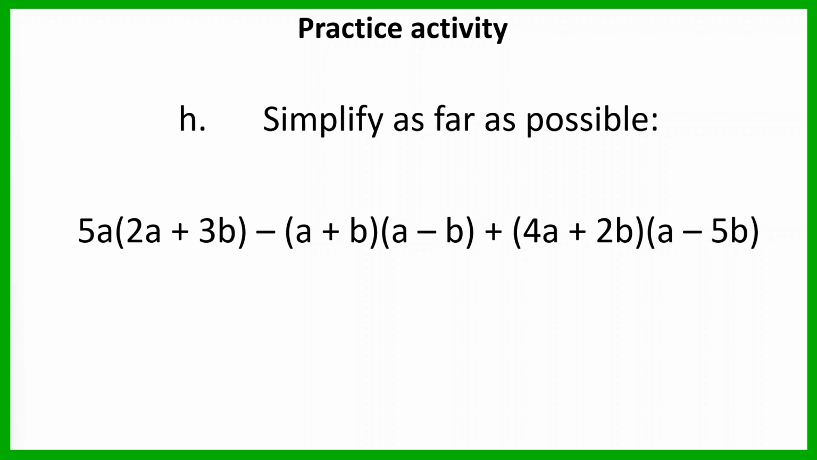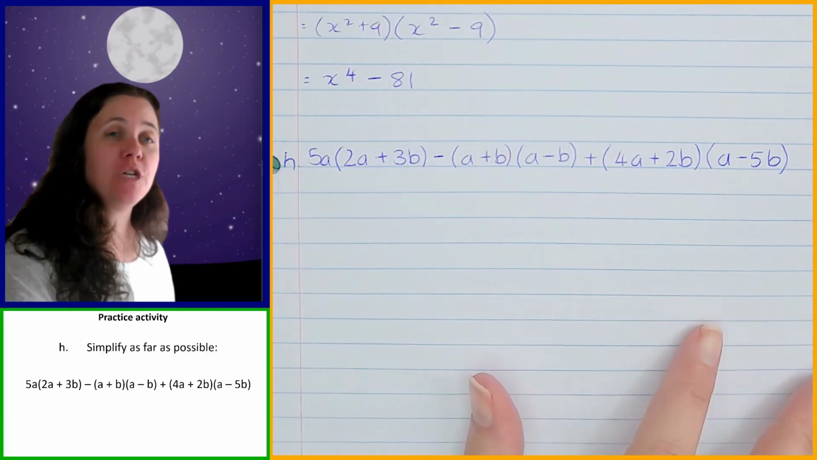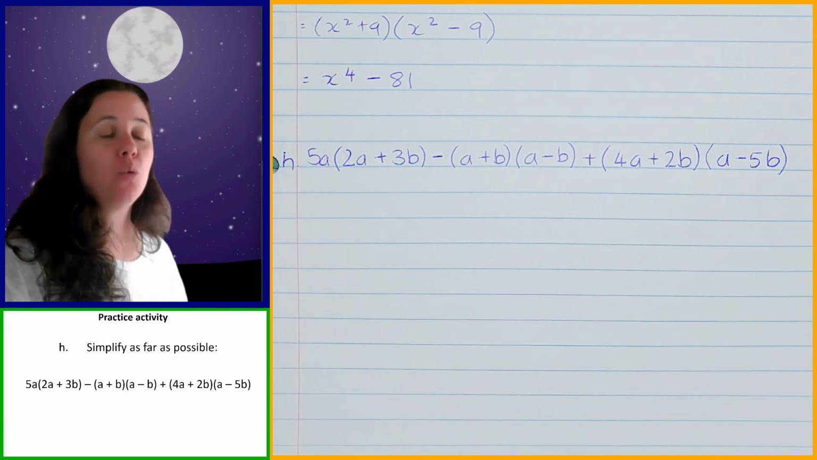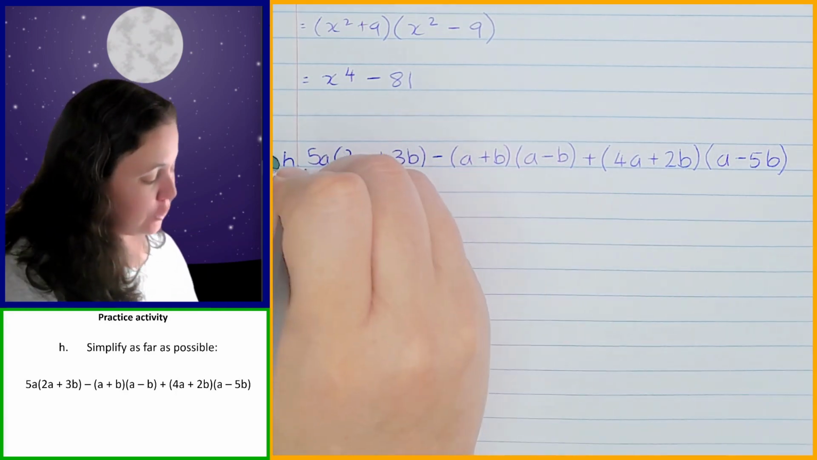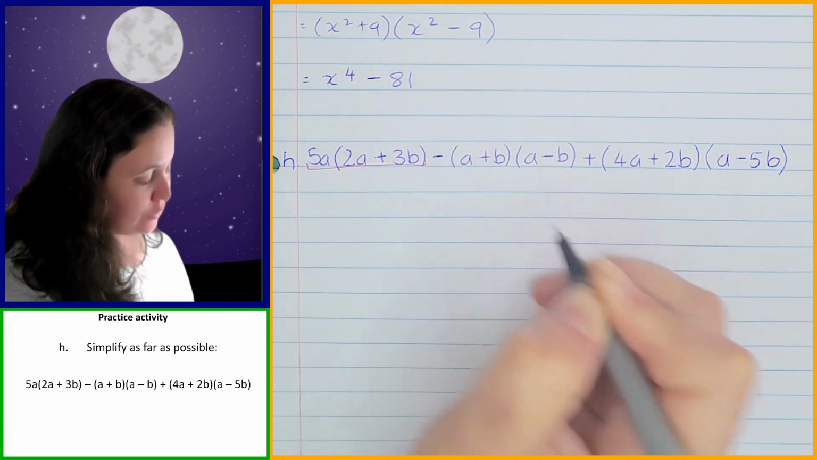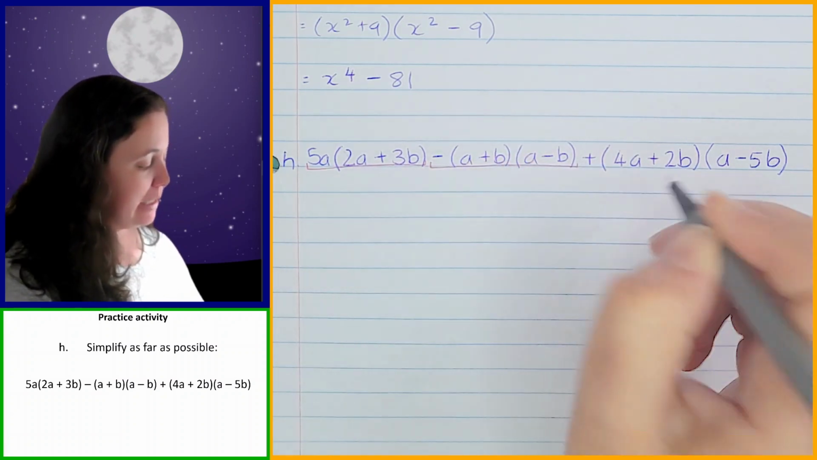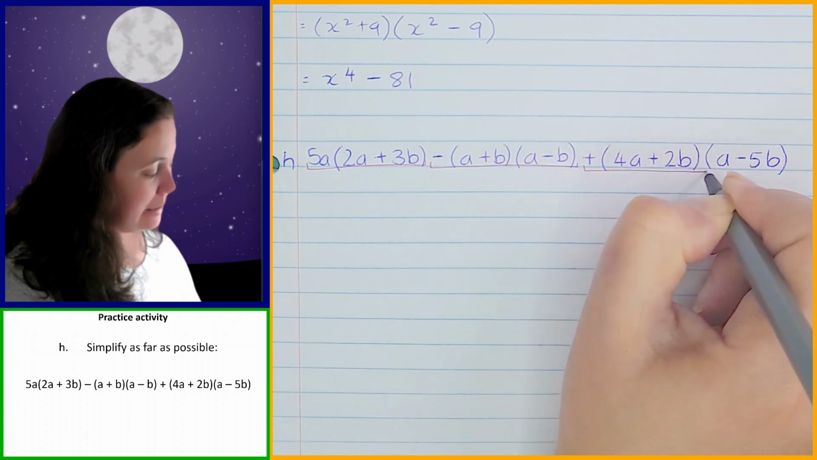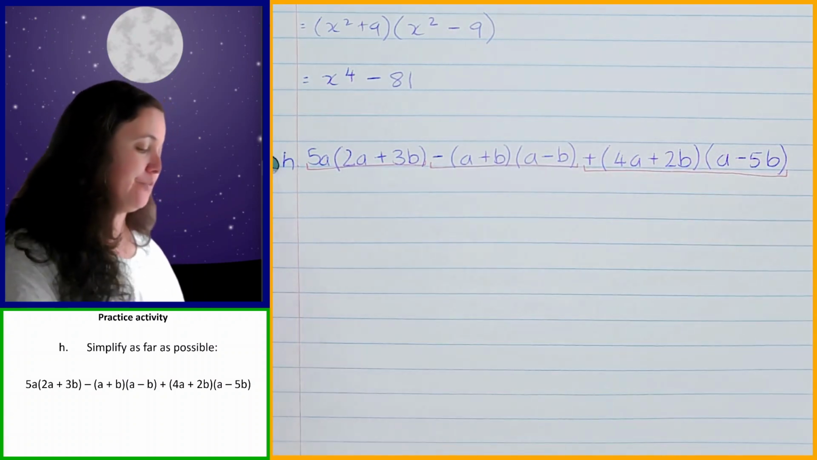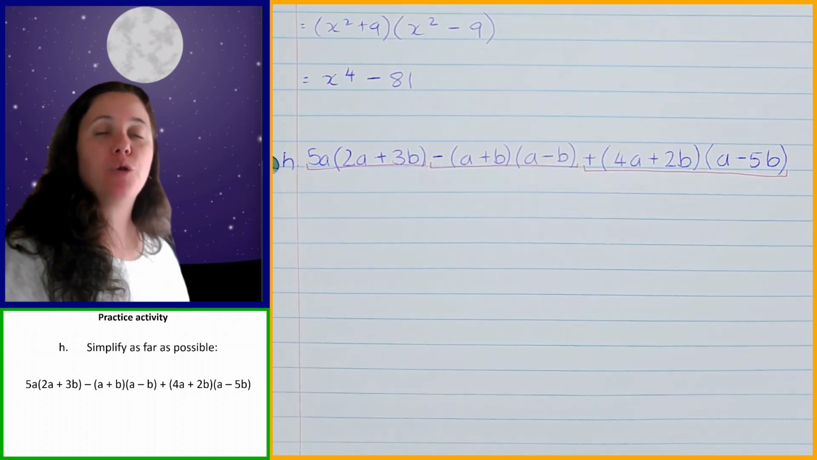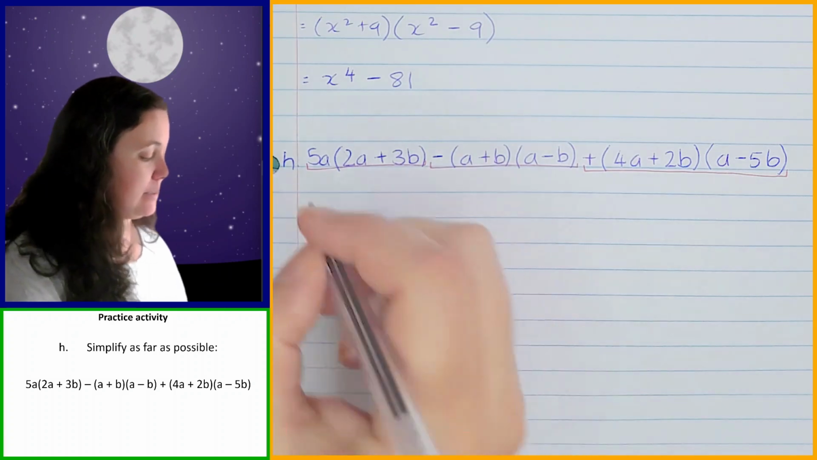Okay, so let's go through that question. So first, for this question, we have got multiple terms. This is the first one that you have done with multiple terms. So my first term is this 5a in the first set of brackets. The second term is the minus and the a plus b and the a minus b. And the third term is the plus and then the last two sets of brackets. So now I need to simplify by doing the multiplication in each term, and then I will sort out my like terms after that.